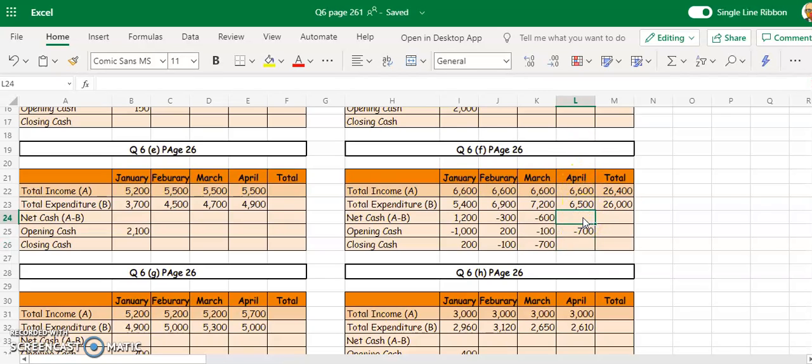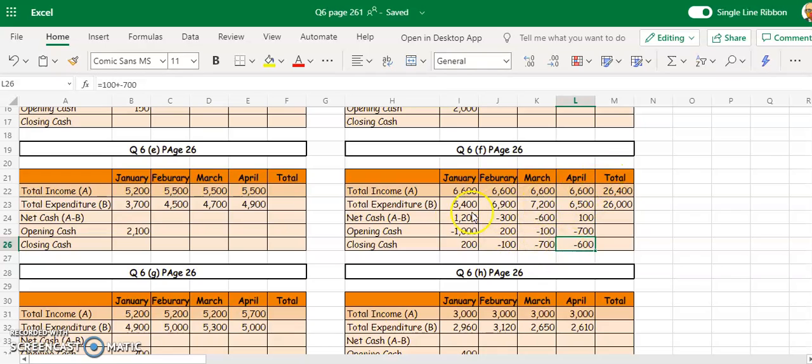And then to find your net cash, it's going to be 6,600 minus 6,500. So we've got 100 left over in April. Now to find our closing cash, we're going to add 100 to minus 700. Then on your calculator it's 100 plus minus 700. So our closing cash is minus 600.